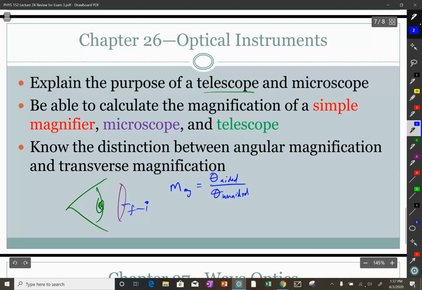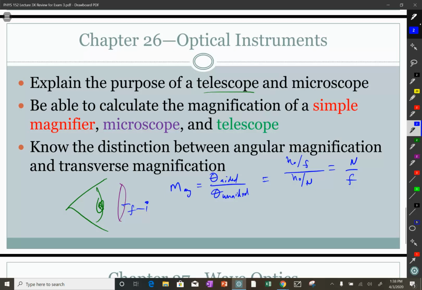And so what we get for this is, if it was aided, then the object is one focal length away from the lens. So the angle is the height of my object divided by the focal length. If it was unaided, it would be at the near point, and so that's equal to near point over f. That's magnification for a simple magnifier. And notice it's angular magnification.